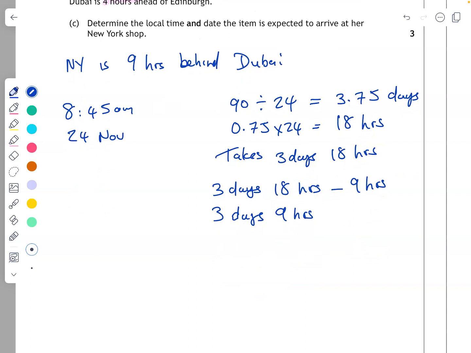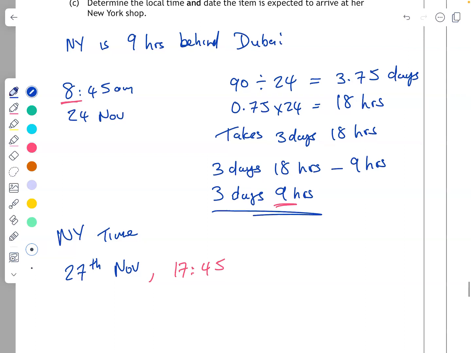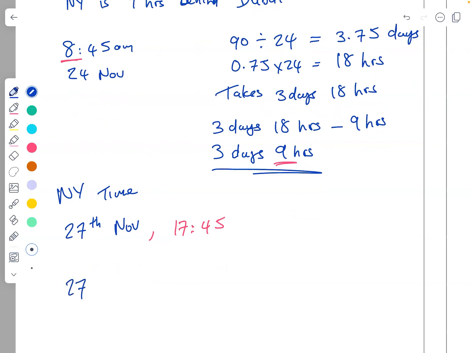And now it's a little bit easier to add 3 days, 9 hours to get into New York time. So New York time, let's add 3 days to the 24th of November first. Well, that's going to be the 27th of November. And for the time, we're going to add 9 hours onto 8:45. So 8 plus 9 is 17, so 17:45. Just to give it in 12-hour clock time, so 27th of November at 17:45 is 5:45 p.m. New York time. And that is the answer.